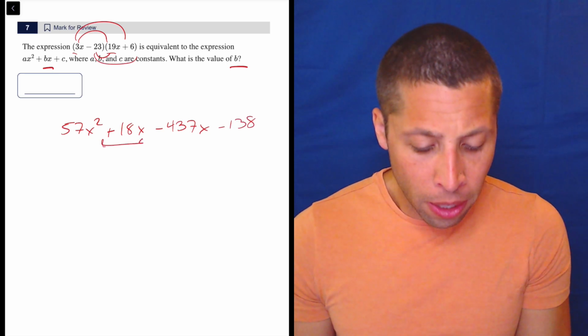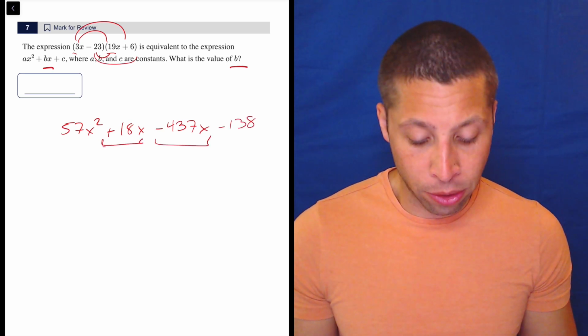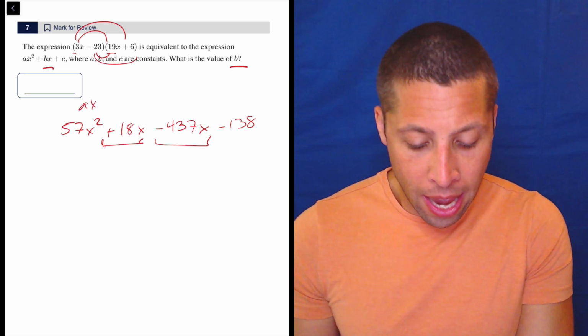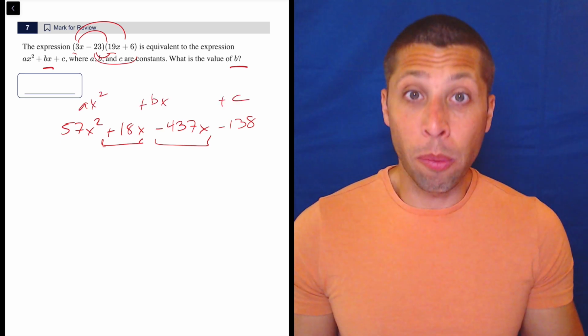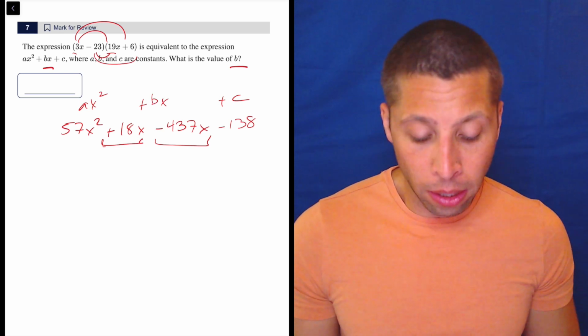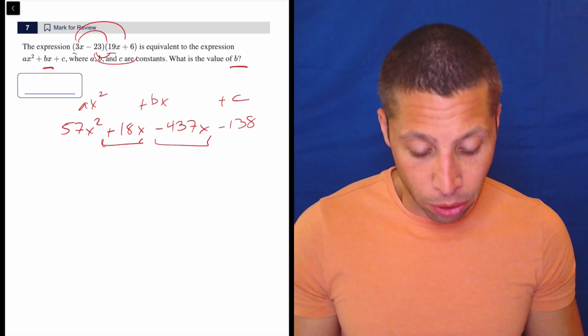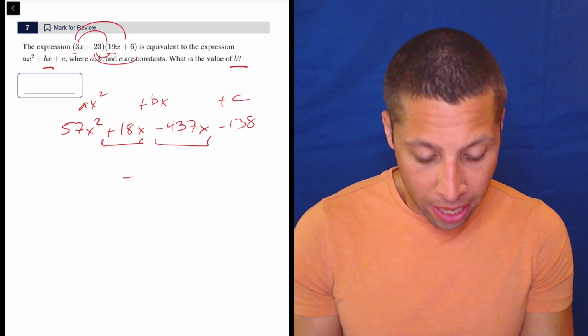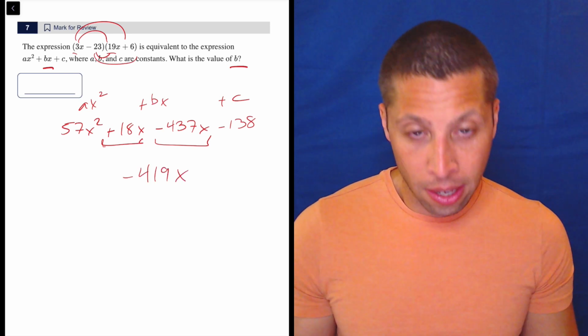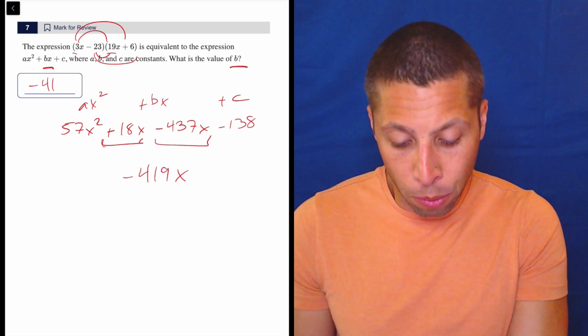Now the b term, remember, is going to be from combining these, right? So we're just lining this up, ax squared plus bx plus c. So always when we FOIL, the b term needs to be added in the middle, but that's it. That's all they want us to do. So 18 minus 437 is negative 419x. So that's it, negative 419.